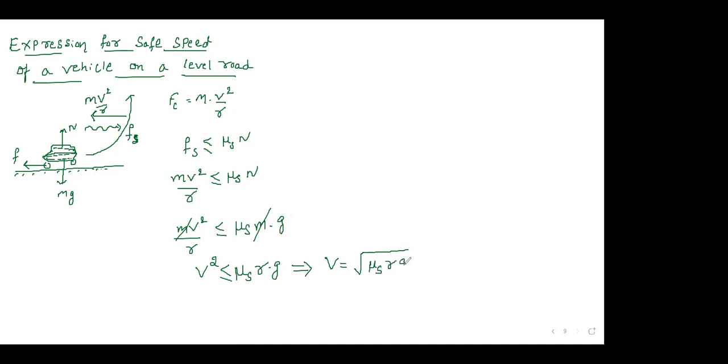Root of mu s r G. So what is the maximum safe speed of the vehicle? The maximum safe speed is root of mu s r into G. If any vehicle is moving more than this, that vehicle is going to skid. The vehicle is going to skid if it is moving more than root of mu s r G.